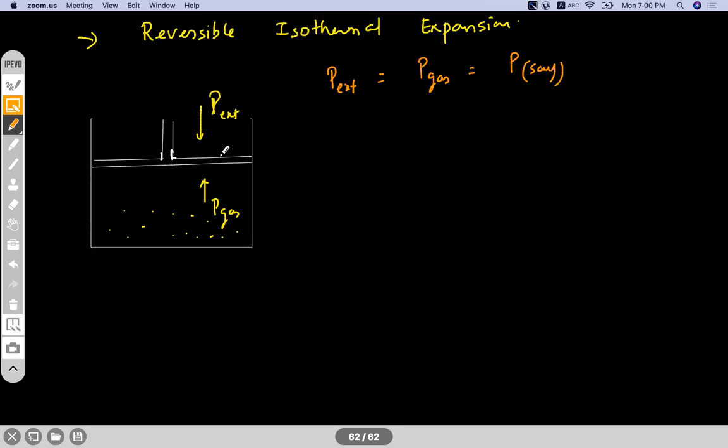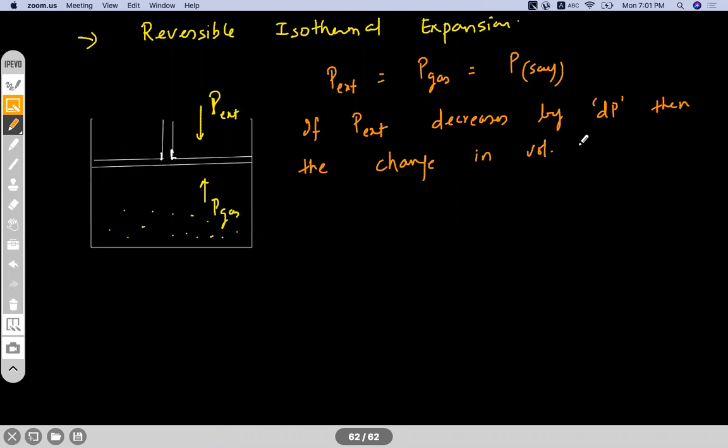Now, if P external, the external pressure, decreases by a very small value dP, then the change in volume is dV, assuming it, right? So work done in this process, dW, is equal to minus (P external minus dP) into dV, where P external minus dP is the decreased pressure. This is the work done we have, correct?